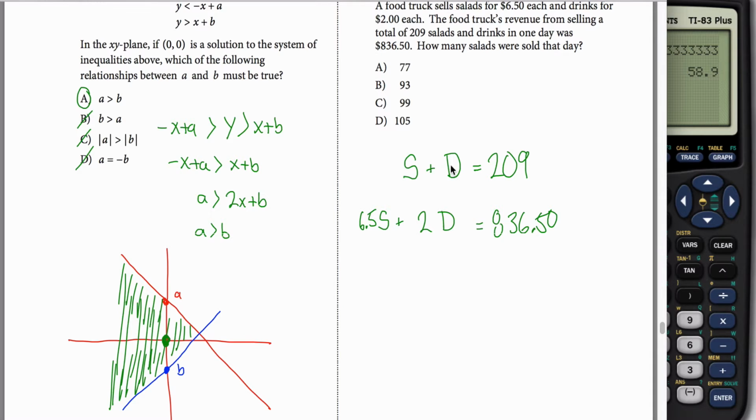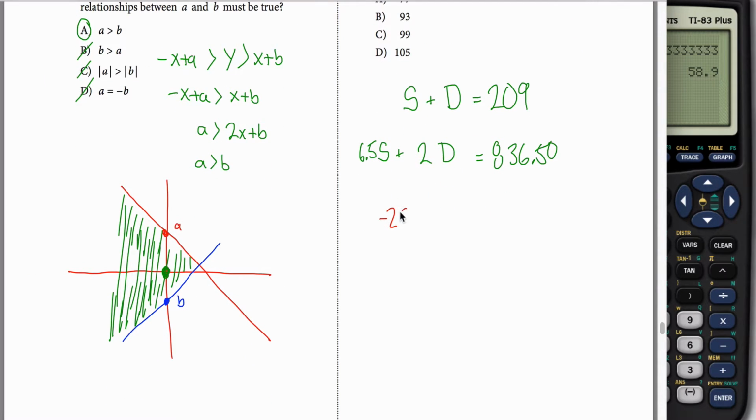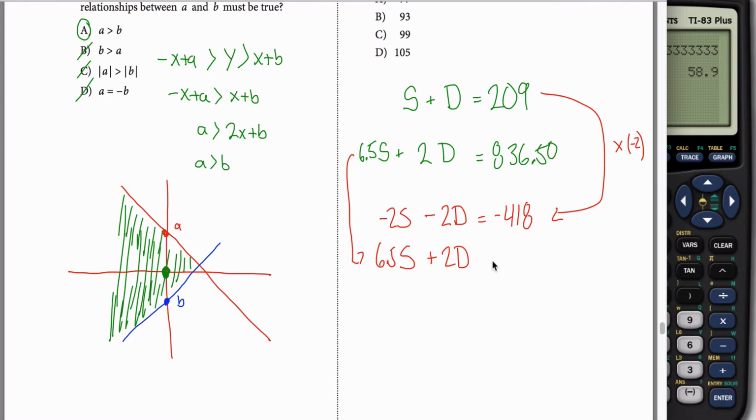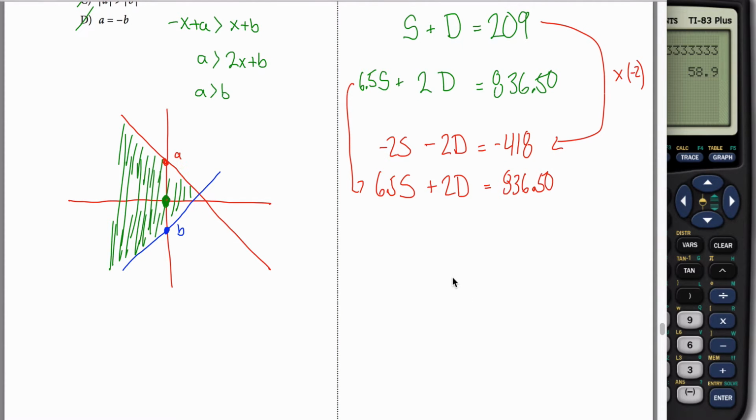So I would like to get rid of D. The easiest way to get rid of D is to take the top equation and to multiply it by -2. So you get -2S minus 2D equals -418. And that came from my top equation here, multiplying by -2. Now my bottom equation, I'm just going to leave it alone. 6.5S plus 2D is equal to $836.50.